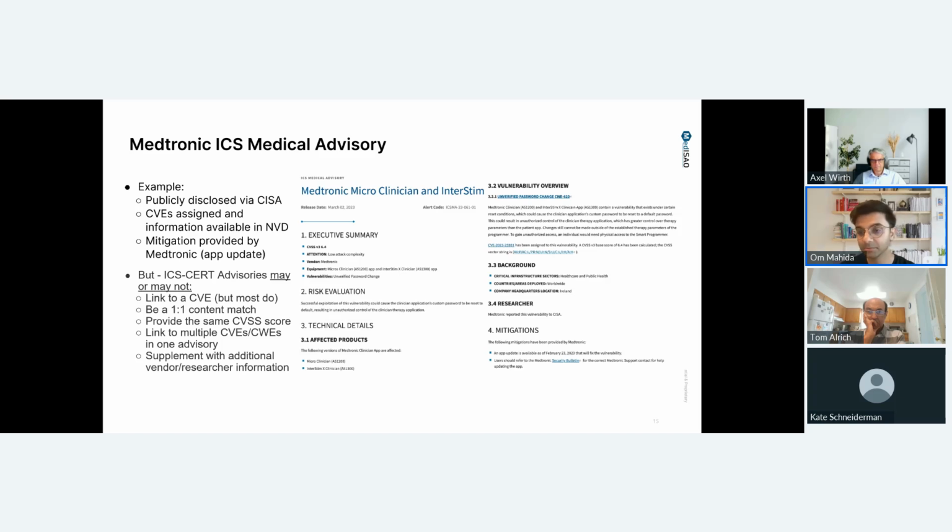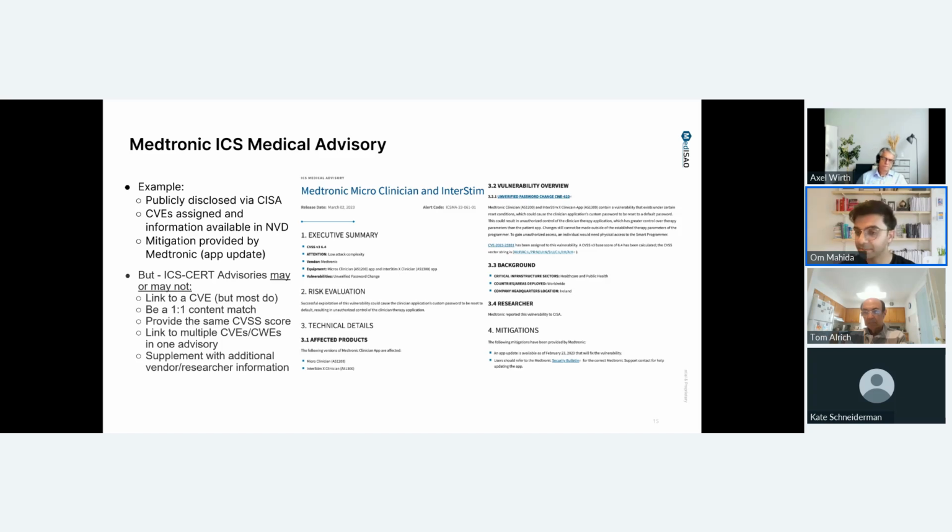There are still some differences in the data that's in the advisory versus what might end up in a vulnerability database like the MED. It's not always guaranteed that they're linking to a CVE or a vulnerability. The content might not be exactly the same, and the severity score could also be different. And for additional information, for example, the mitigation provided by this Medtronic medical advisory talks about an update that will be provided in the future that will address vulnerabilities that were disclosed in this advisory.